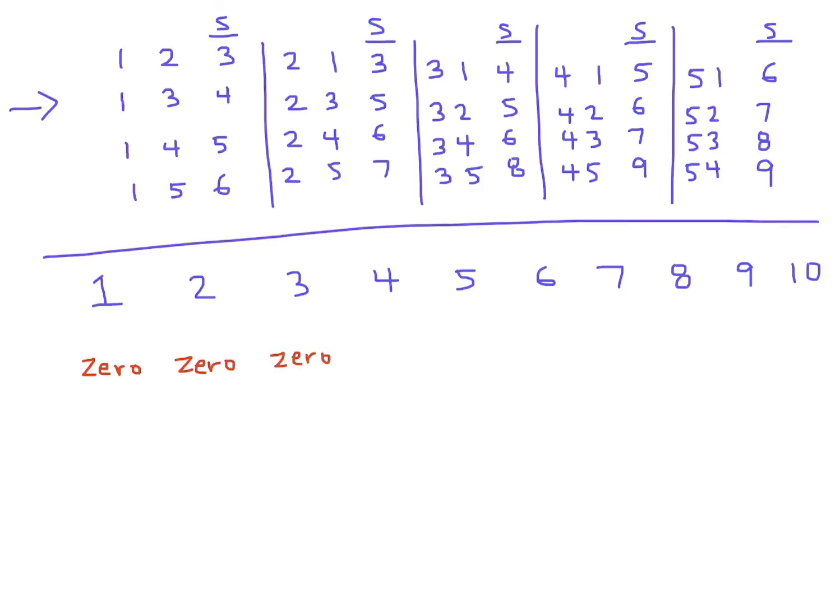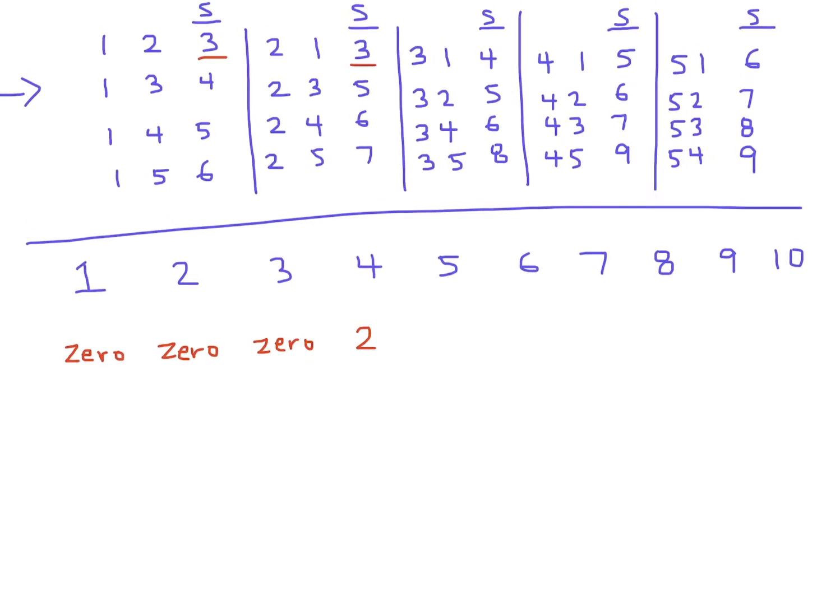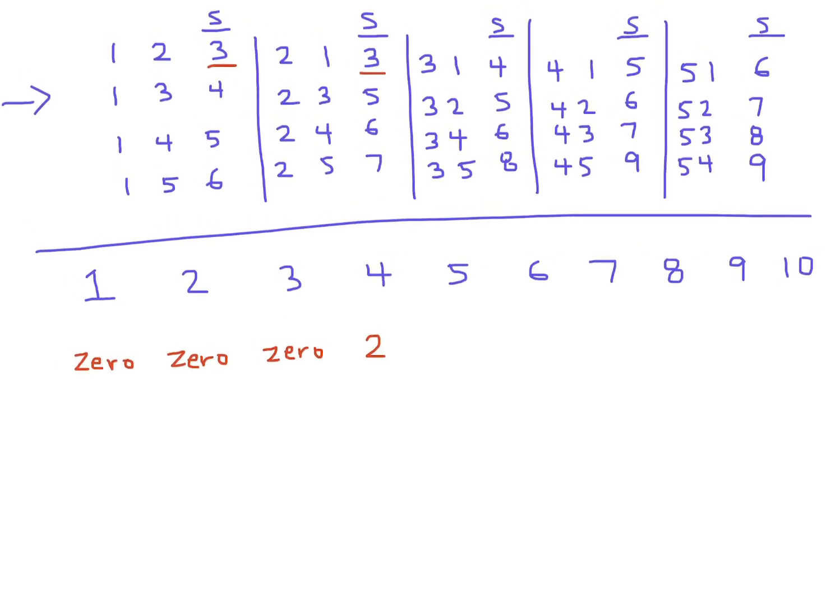But once we get to 4, the answer is yes. This one, we have 2 possibilities. When Sergio chooses a 4, if Tina has a 1 and 2, that will be a sum of 3, and therefore 4 will be greater than 3. If Tina selects 2 and 1, she will have a sum of 3, and 4 is greater than 3. So there's 2 possible ways that can work.